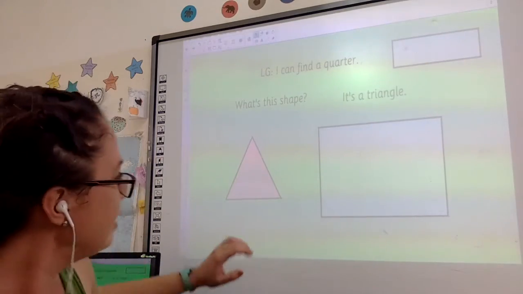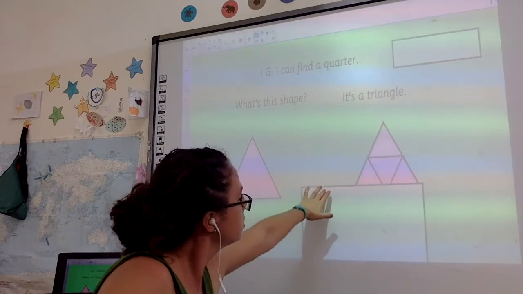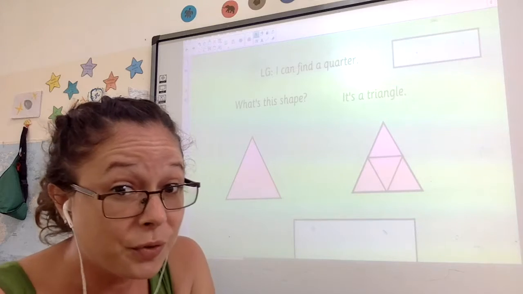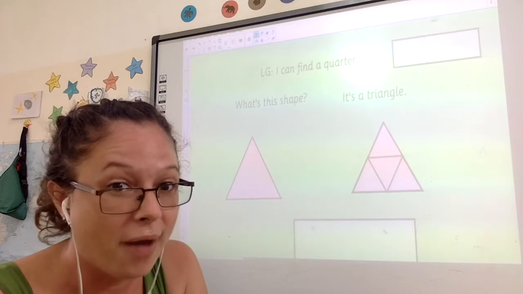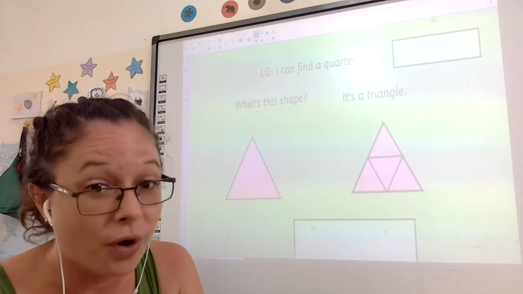Well, we can use triangles. 4 equal triangles make one big triangle. We've split our triangle into 4 quarters.